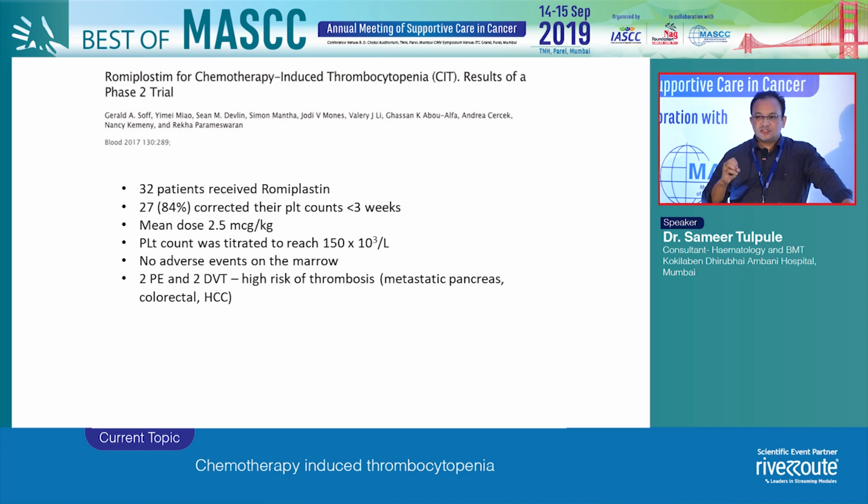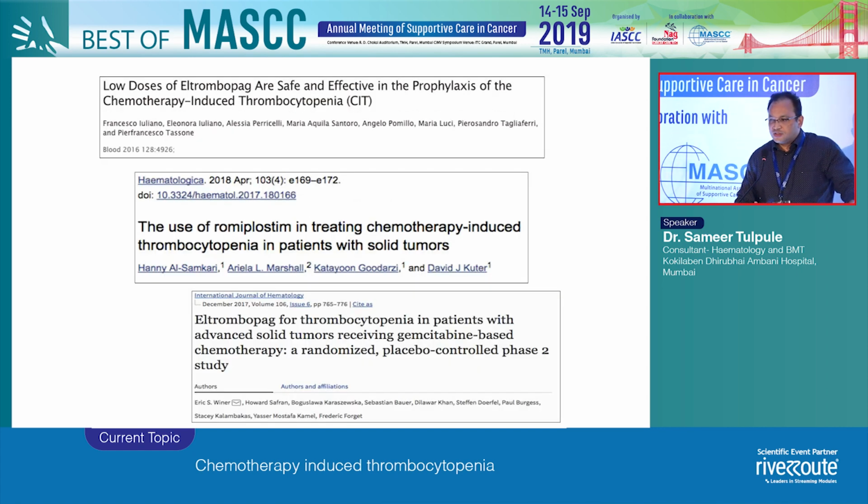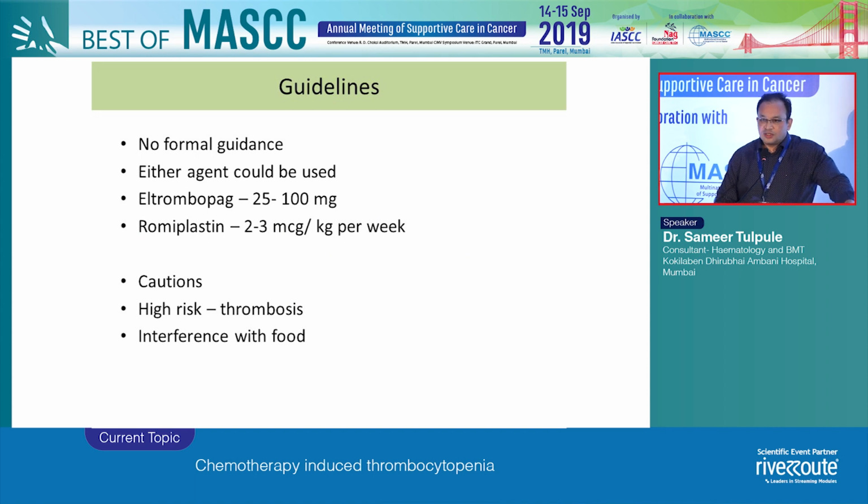If there's high-risk disease like metastasis, colorectal cancer or HCC, these patients tend to have a higher risk of thrombosis. There are a lot of studies in the literature. You've got low-dose eltrombopag starting from just 25 milligrams twice a week to higher doses. You've got romiplostim, which goes up to 3 to 5 micrograms per week in patients on chemotherapy. Now, are there specific guidelines? To my knowledge, I don't think there are any formal guidelines, but please correct me if I'm wrong.